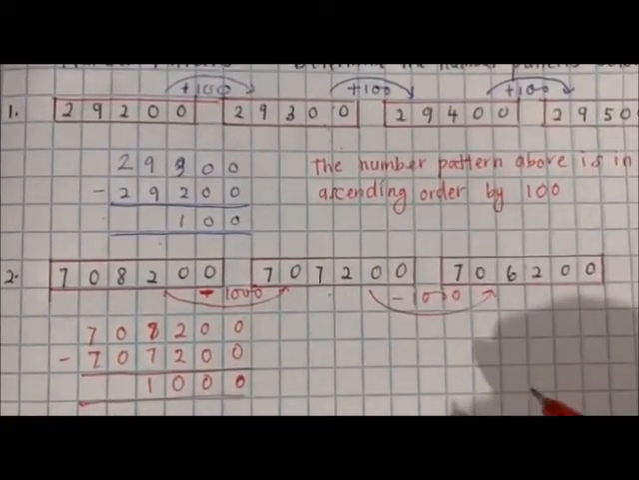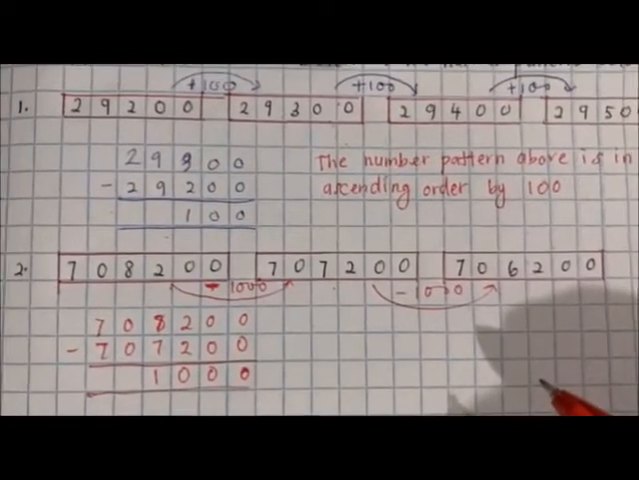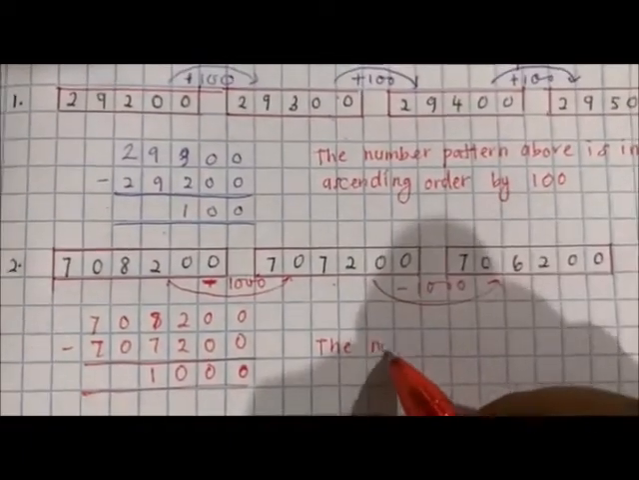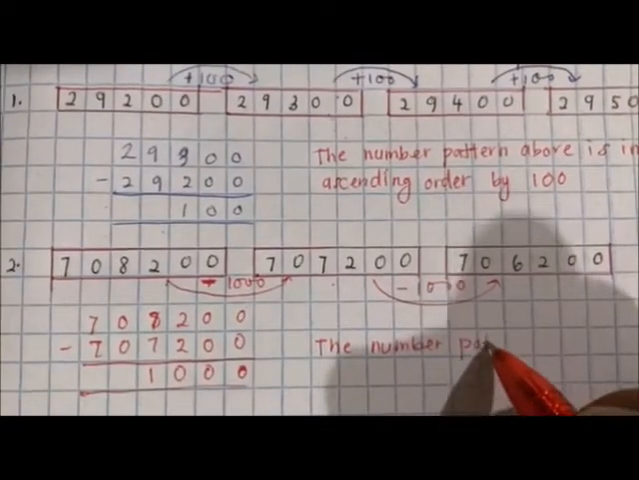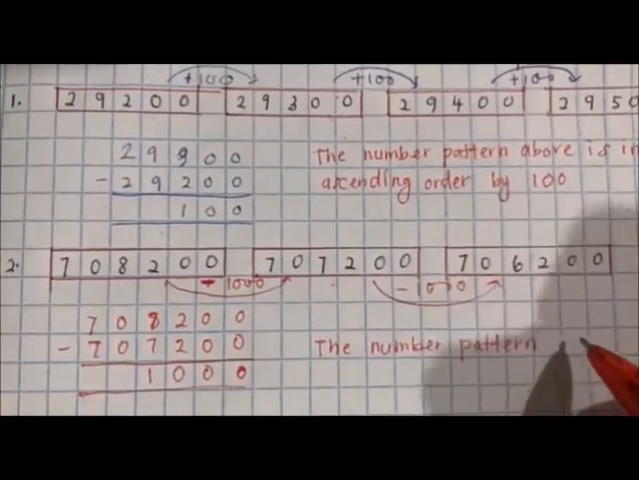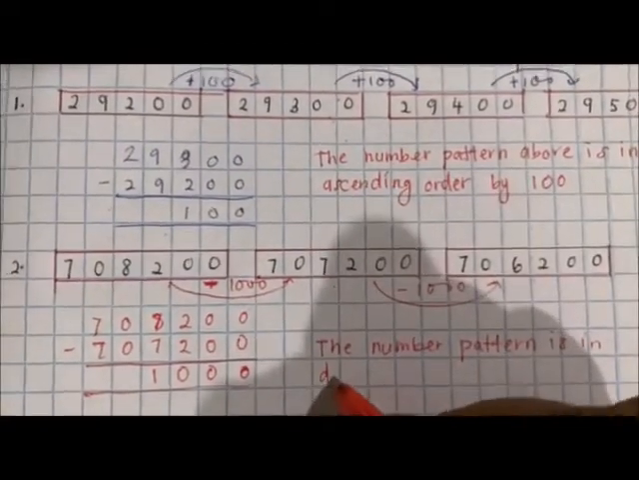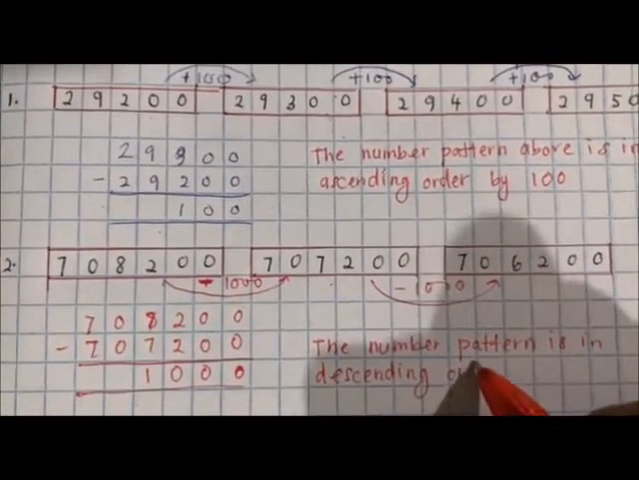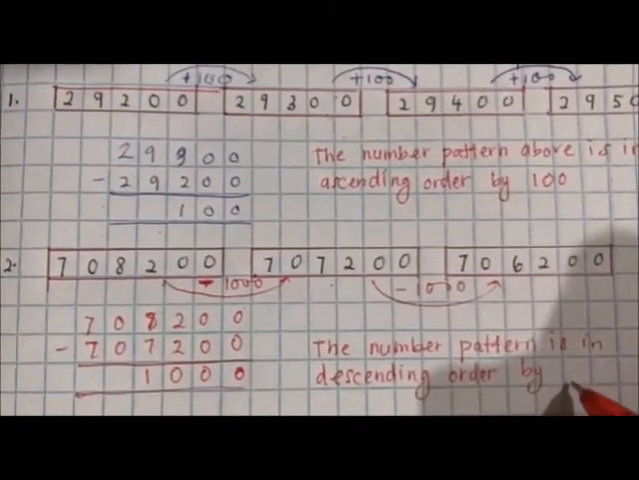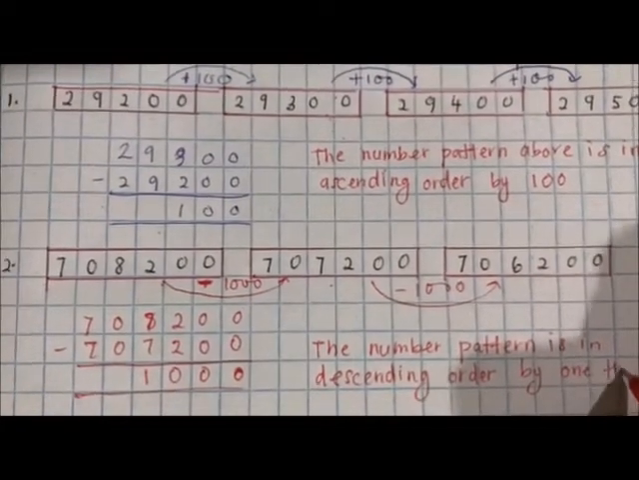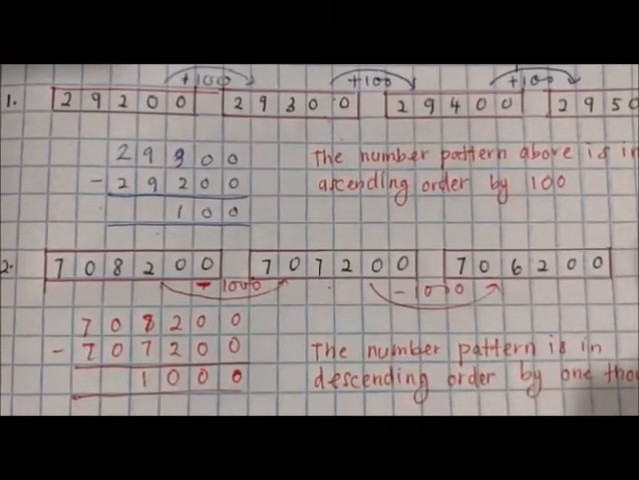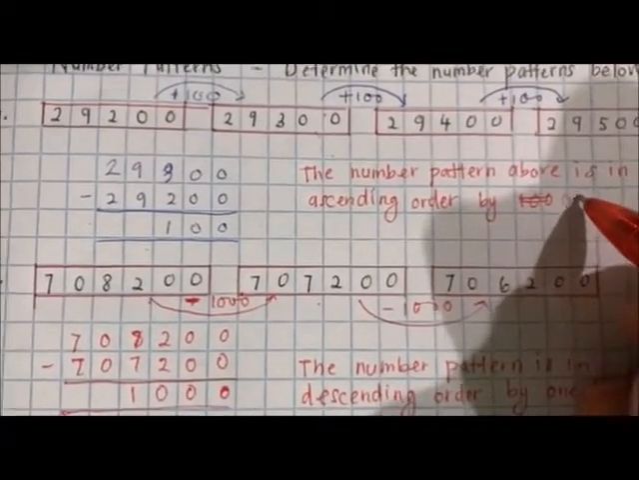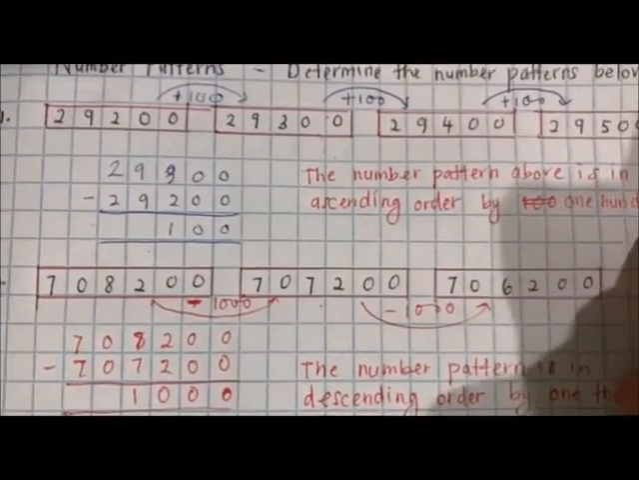So how do you want to write the number pattern? The number pattern is in descending order by 1,000. This one you need to write in words, 100.